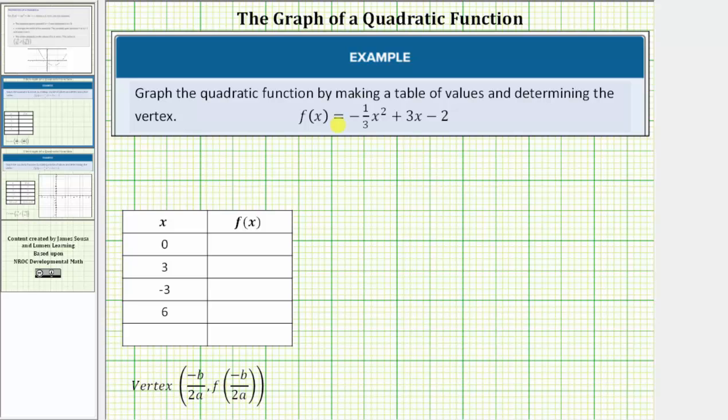Graph the quadratic function by making a table of values and determining the vertex. The graph of a quadratic function forms a U-shaped graph, which is called a parabola. Let's begin by reviewing the properties of a parabola.